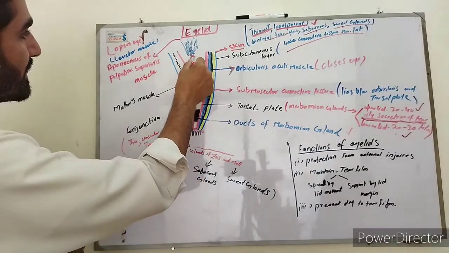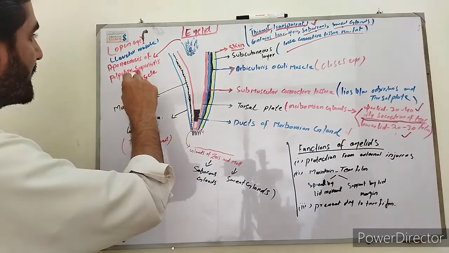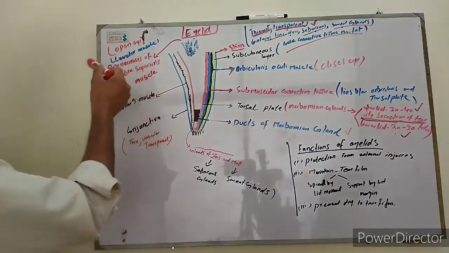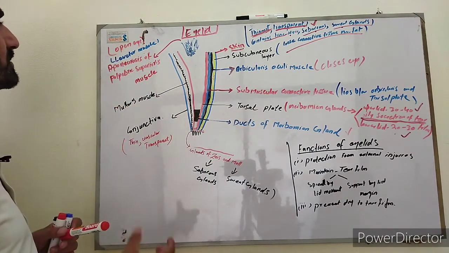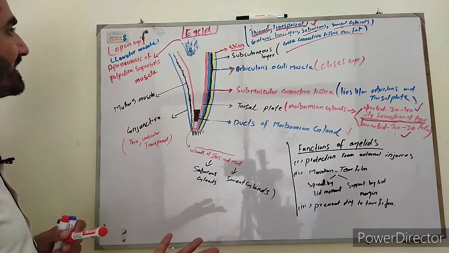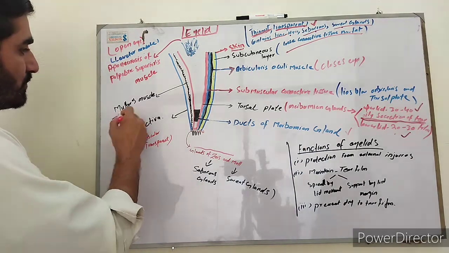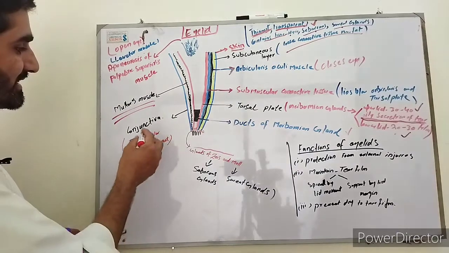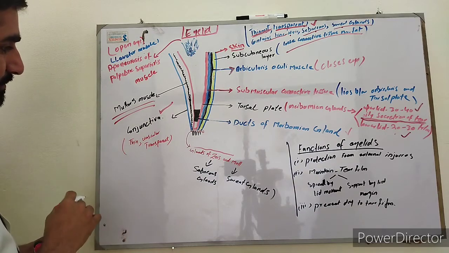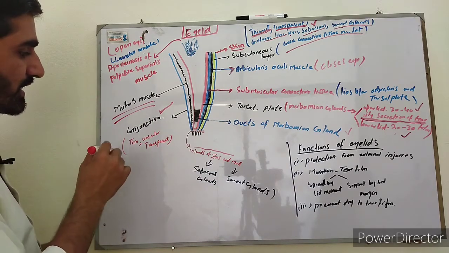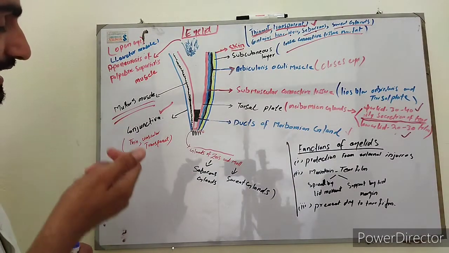In the upper part is the levator muscle, or you can say the aponeurosis of the levator palpebrae superioris muscle. What is the function of the levator muscle? It's clear from its name. The function of this muscle is to elevate the eyelid, to open the eyes. Then after the tarsal plate there is Muller's muscle. After Muller's muscle, the last and innermost layer is the conjunctiva. The conjunctiva is thin, vascular and transparent. This is the inner layer of our eyelid.